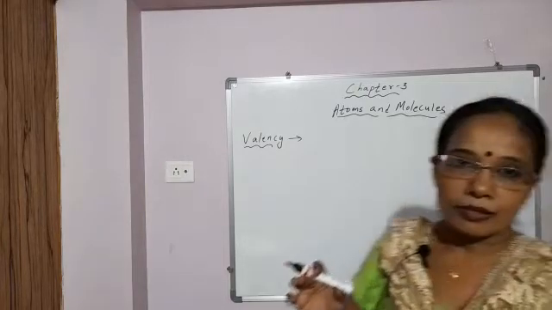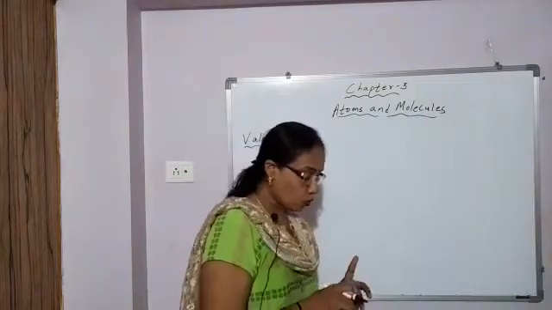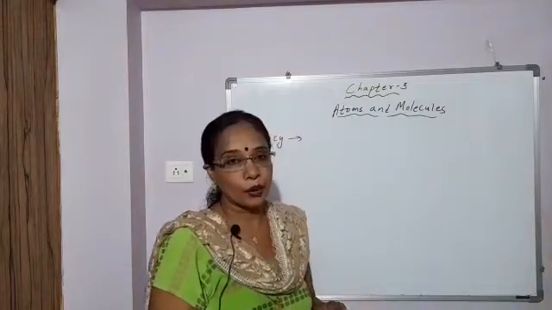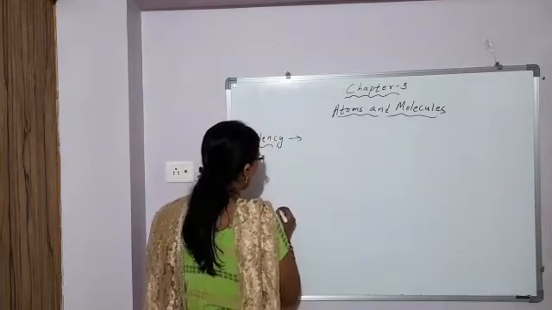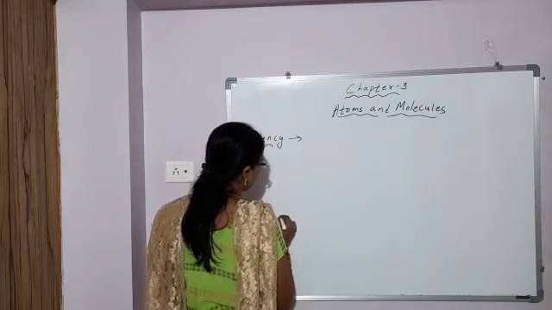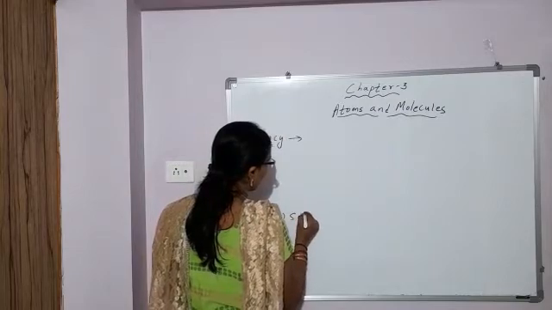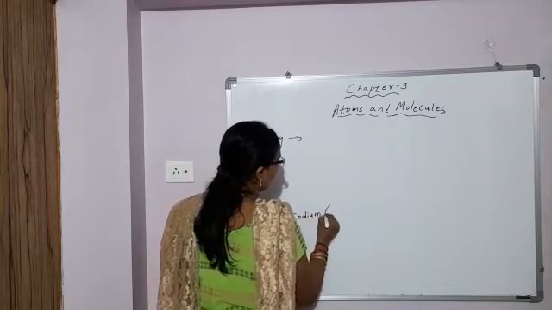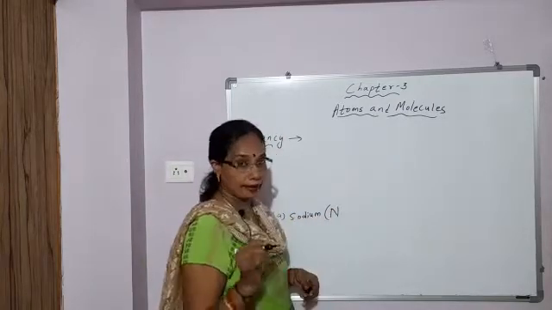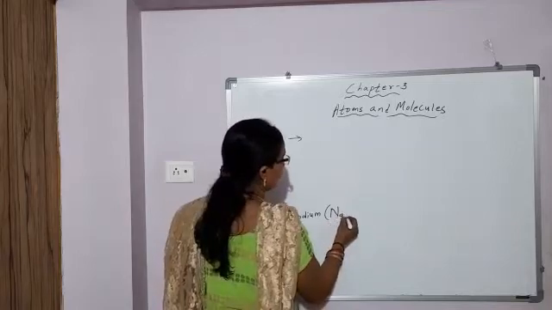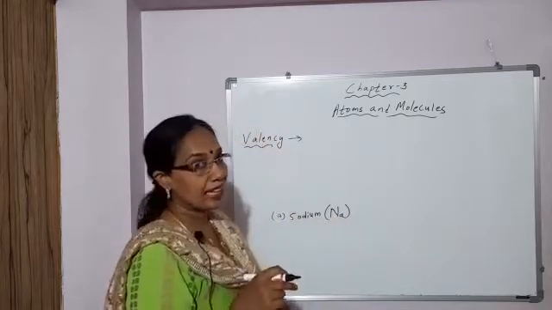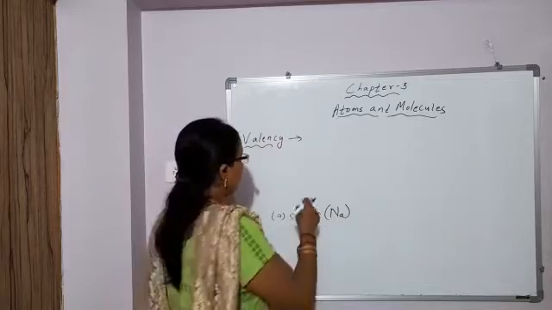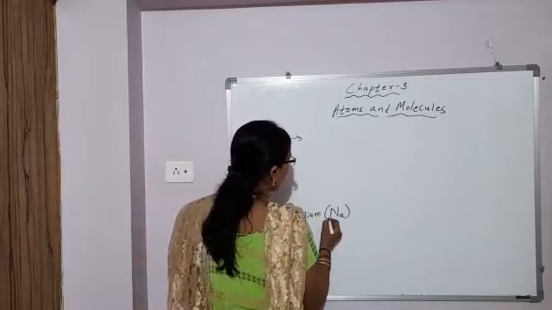Now next students, valency. Now what is valency? Again with example I'll start. Valency of sodium. What is sodium symbol? Na, capital N, small a, based on its Latin name, natrium. Now sodium, what is atomic number?